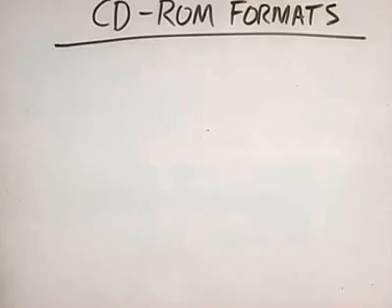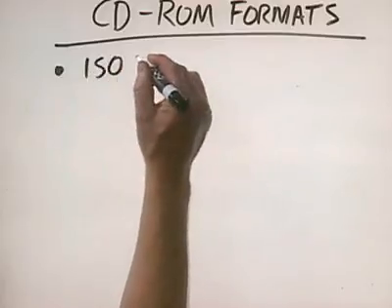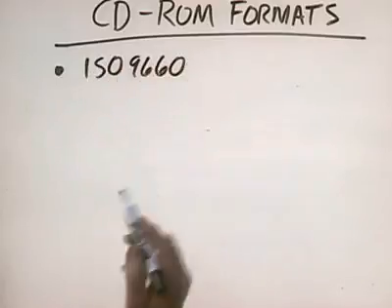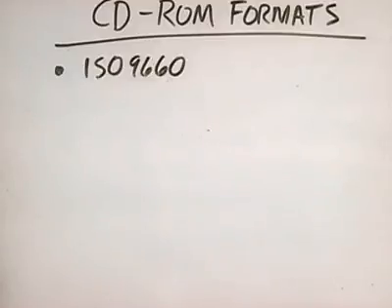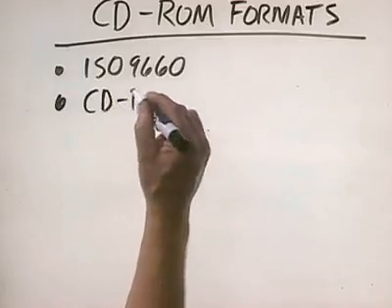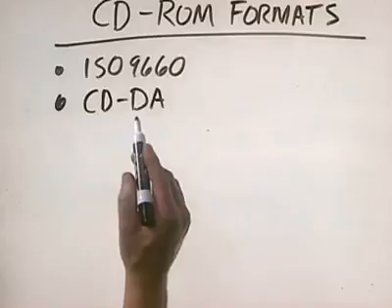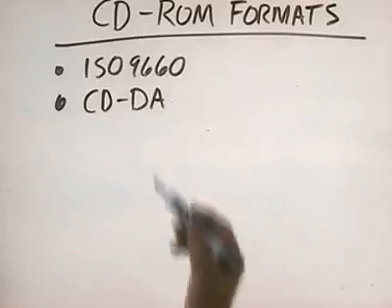CD-ROMs come in a variety of different formats. The first one that we use all the time is called ISO 9660. This is the standard for formatting data on a disk that will be used for binary PC data. In addition, we also have CD-DA. DA stands for digital audio. This is the standard used to create audio CDs.